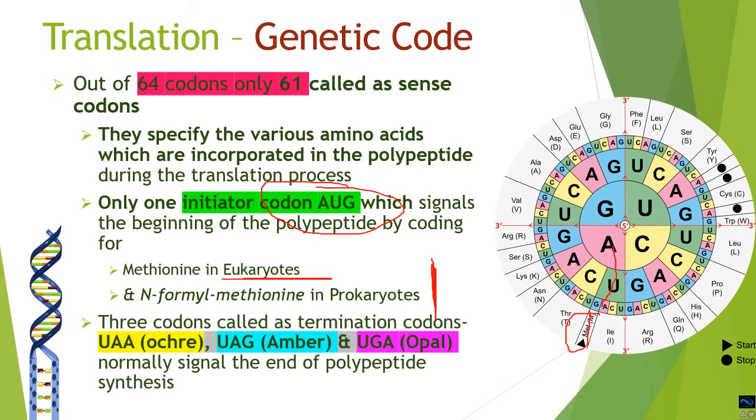There are also 3 codons which do not code for any amino acid, and these 3 codons are called the stop codons. They code for the termination process of translation. So termination of translation is brought about by them. These are ochre, amber and opal: UAA, UAG and UGA, which you can see here.